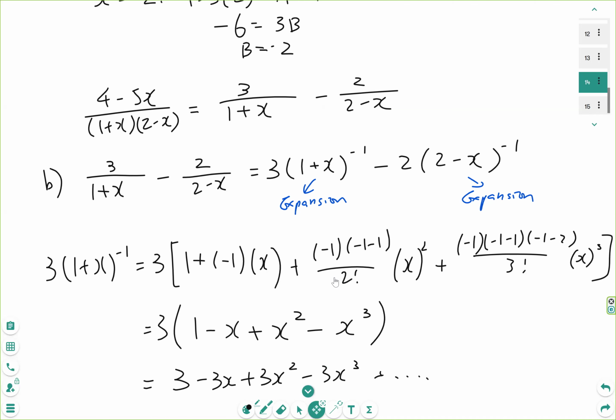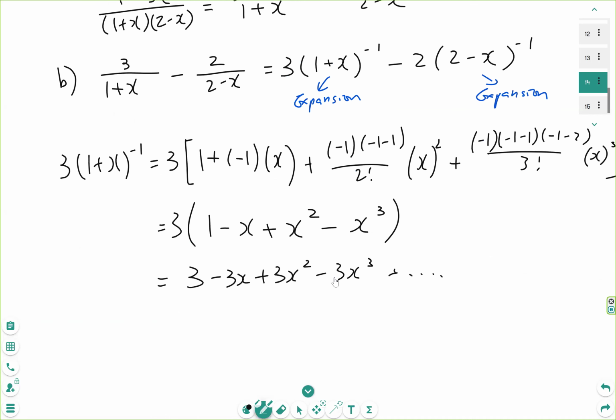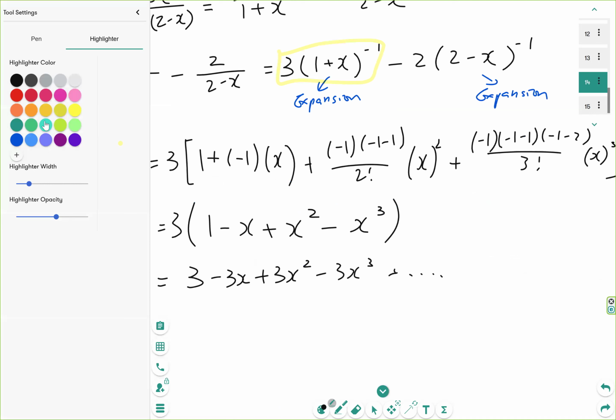Right, next one, the 2. So split into two expansions. Where's my other highlighter color?